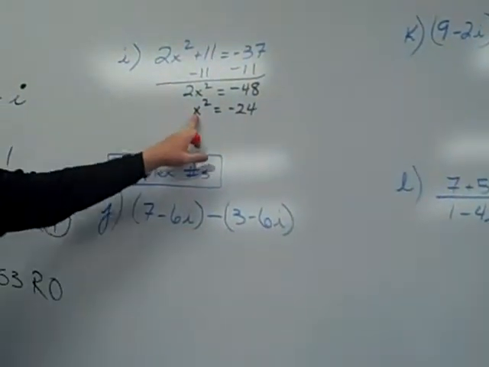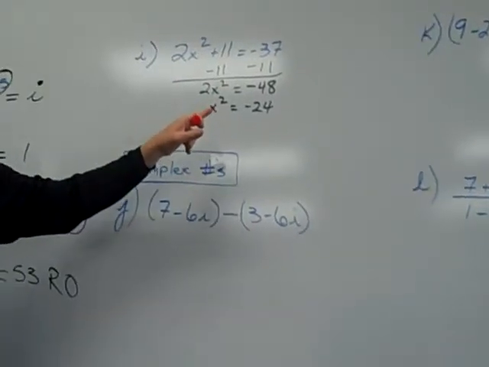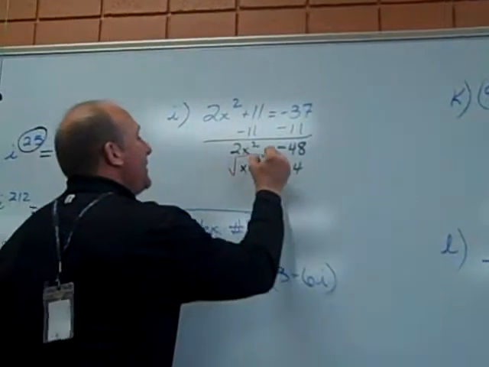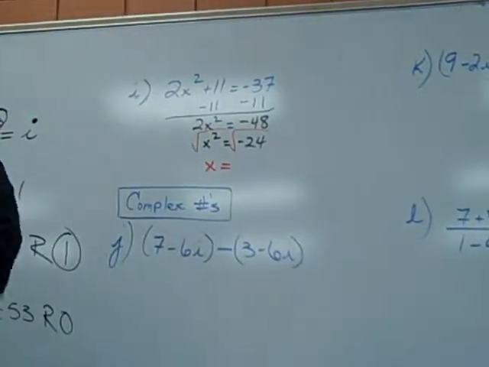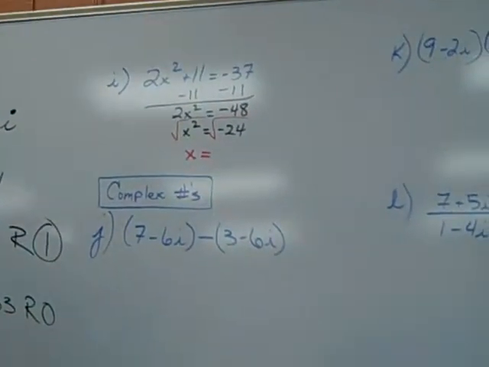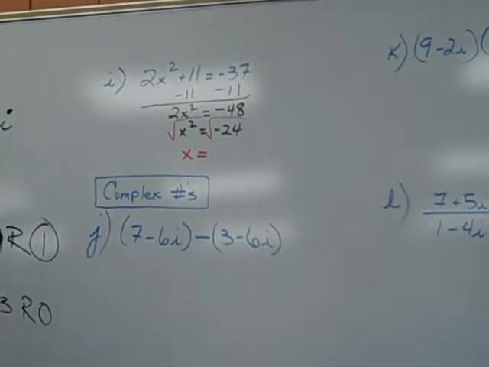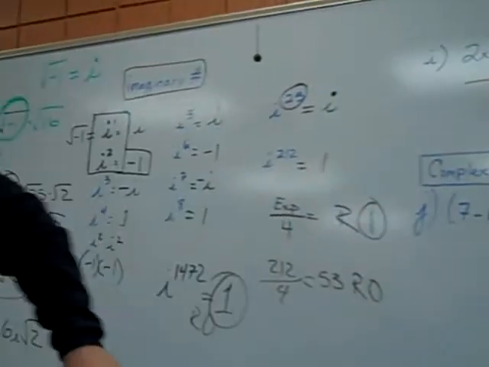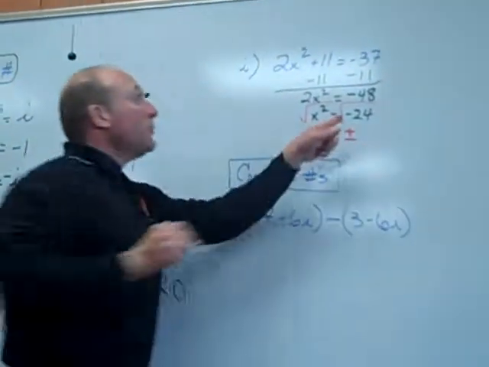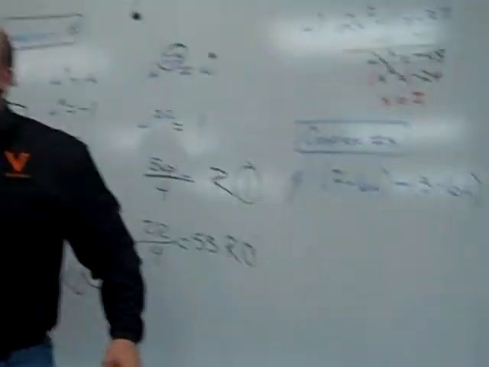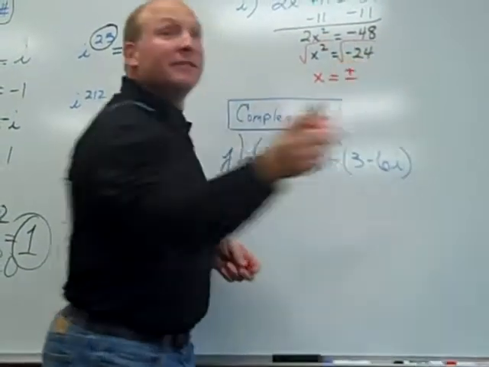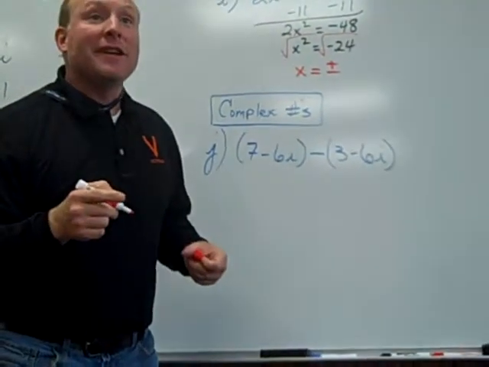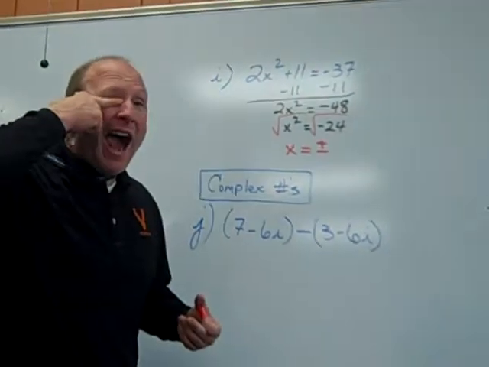I've isolated x squared. What do we do next? Square root both sides. Now, ladies and gentlemen, what do I know for sure here? 2 things. Plus minus. 2 times. What else do I know for sure? i. Yes. How do I know that? How do I know it's an i?